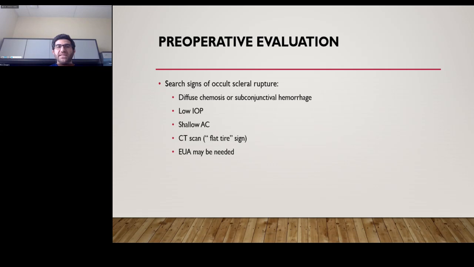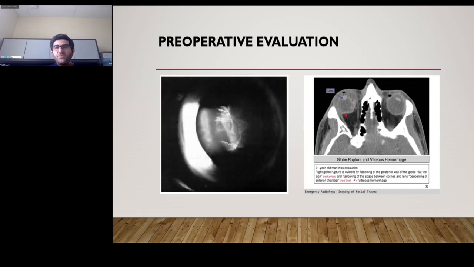or asymmetric intraocular pressure, shallow anterior chamber. On the CT scan, we can see a flat tire sign, as we can see here. This is a sign of penetrating or perforating injury.